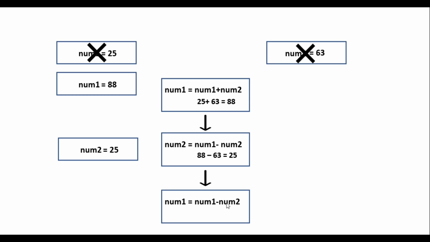Now after calculation of these two lines, in the third process we are calculating num1 equals num1 minus num2. This num1 has a new value of 88, as we have seen, and num2 has a new value of 25. So 88 minus 25 is 63. Num1 will have a new value of 63, and this 88 will be replaced. So as you can see, at the end of these three lines of code, num1 has 63 and num2 has 25, which has been swapped from their initial values. So this is the entire logic of these three lines of code.